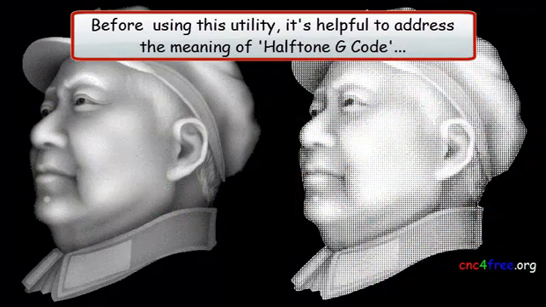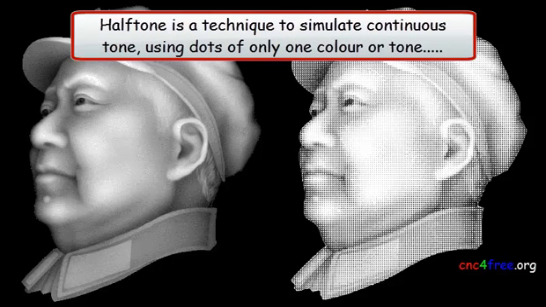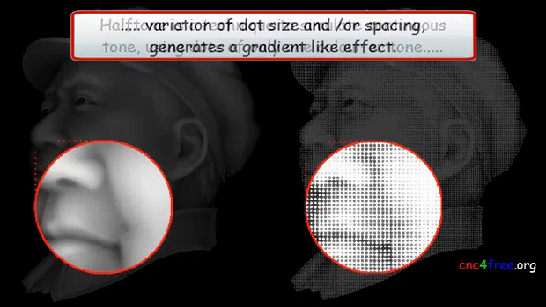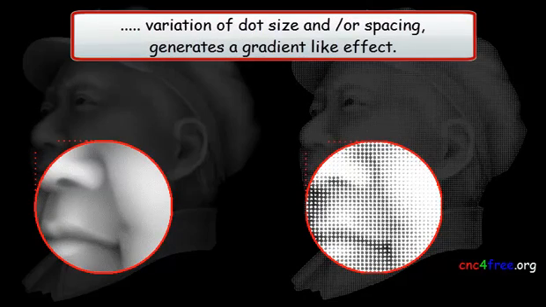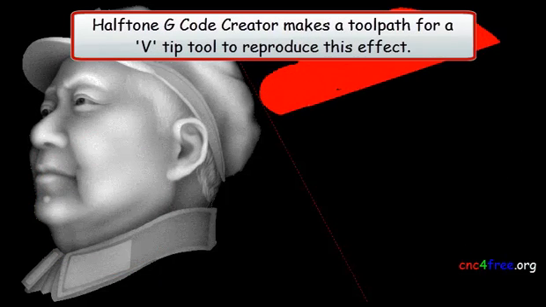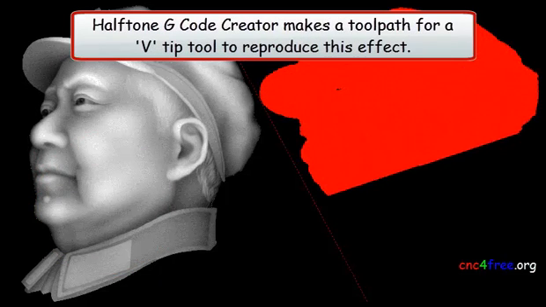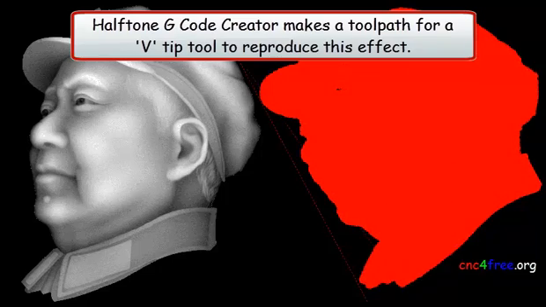Before using this utility, it's helpful to address the meaning of halftone G code. Halftone is a technique to simulate continuous tone using dots of only one color or tone. Variation of dot size and spacing generates a gradient-like effect. Halftone G Code Creator makes a toolpath for a V-tip tool to reproduce this effect.